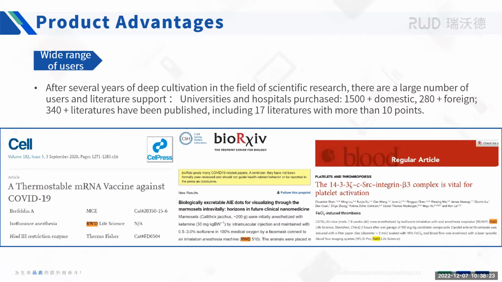And the anesthesia machine has been sold as our important product for many years. So now we have nearly 2,000 users all over the world. And there are more than 40 articles with above 10 points this year.